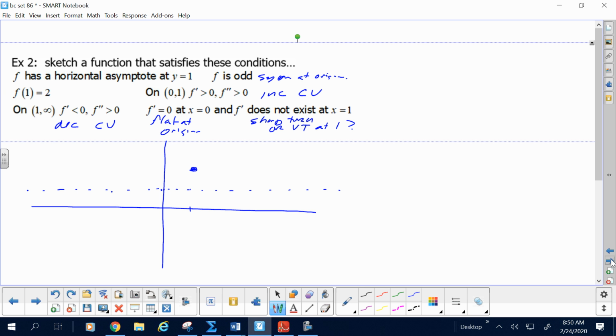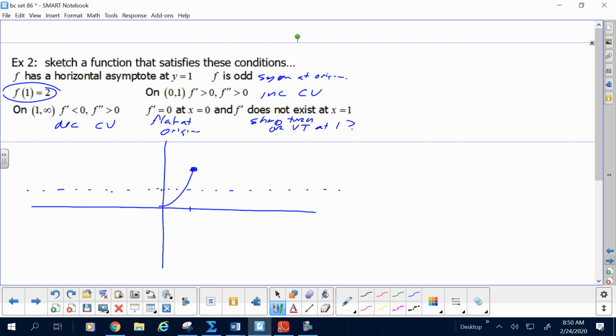I'll walk through each part. Anytime they give you a point, I love that. I definitely know how to do that. So I have a point and an asymptote, and this kind of confused me after the fact, but that's all good. So wouldn't you agree that in this little region from 0 to 1, I'm increasing concave up?